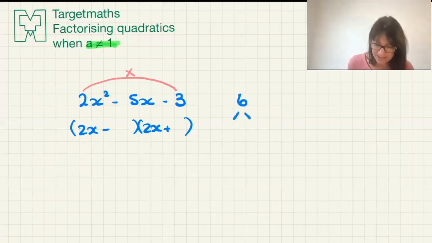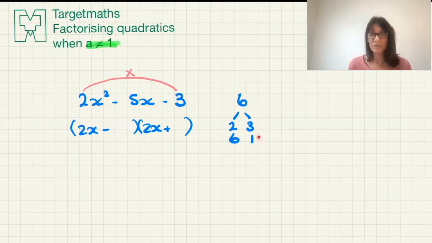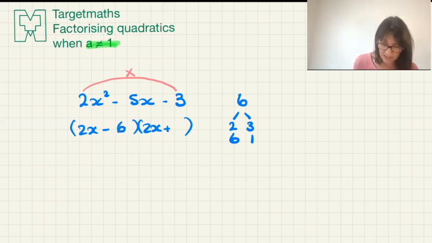I'm going to split the 6. 2 and 3 multiplies to make it. 6 and 1 multiplies to make it. I want to make a 5. Now, if I look at these, they both make 5. 2 plus 3 would make 5, and 6 take 1 would make 5. Now, it's not a case of, oh, well, I could use whichever one I want then. I've got to seriously think about the signs that I've got in my brackets, and how I can pull it together. To make a 5, I am going to need to use the 6 and 1. Minus 6 plus 1 will make me the -5 I've got in the middle here.